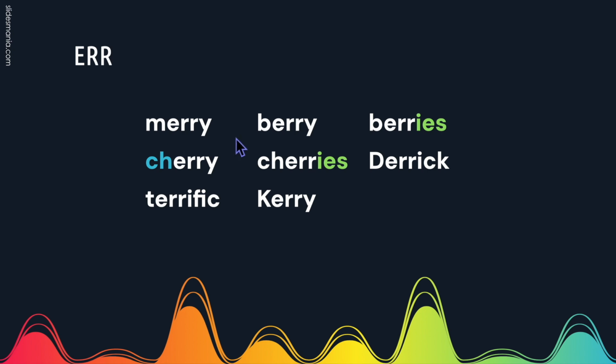Mary. Berry. When we go from one berry to two berries, we change the Y to an I before we add the ES. Berries. CH says ch most of the time. Cherry. Cherries. Another name, Derek. Terrific. Another name, Carrie.